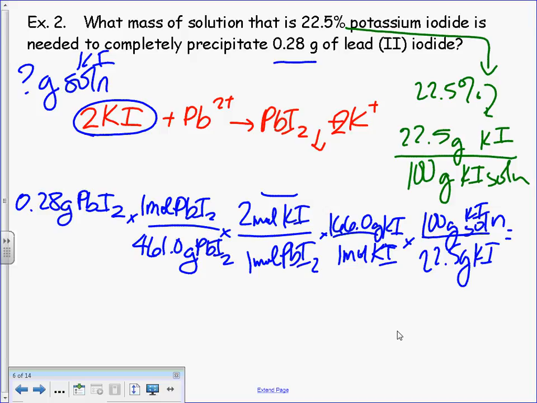So I don't know if we can do mental math really on this one part. Well, 100 times 0.28 is 28 times 2 is... calculate that one. Final is 0.8962 grams of solution. So how many sig figs should I record to?